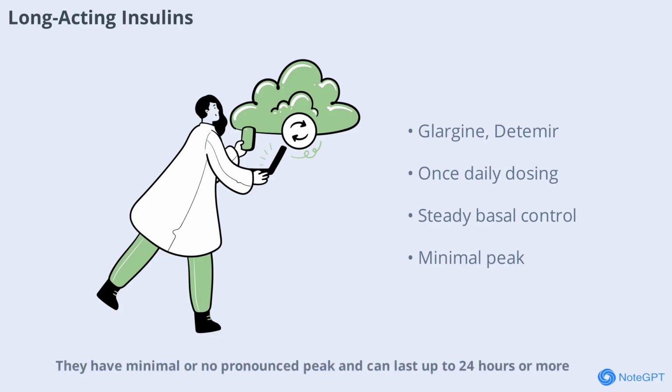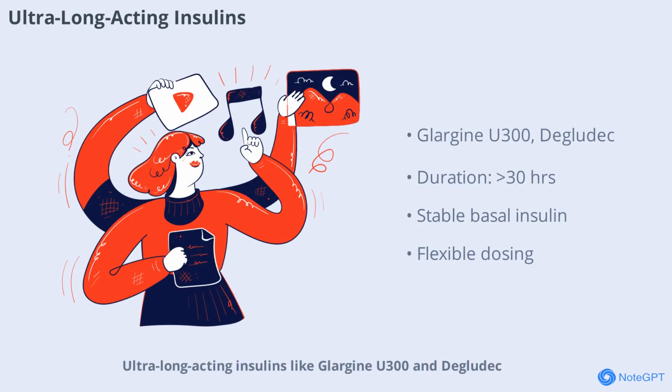Long-acting insulins such as Glargine and Detemir are designed to provide a steady level of insulin throughout the day. They have minimal or no pronounced peak and can last up to 24 hours or more. These insulins are typically administered once daily and are essential for maintaining basal insulin levels, especially in patients with type 1 diabetes.